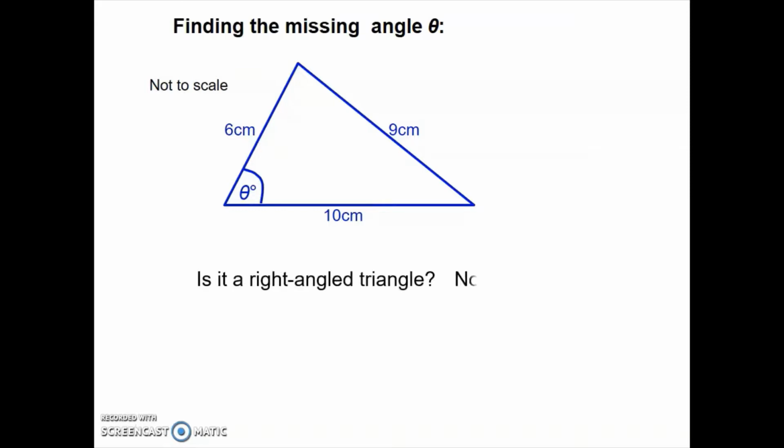It is not a right angle triangle. We don't have those matching pairs. What we do have is 3 known sides, and we're wanting to find an angle, which is one of the criteria for having to use the cosine rule.